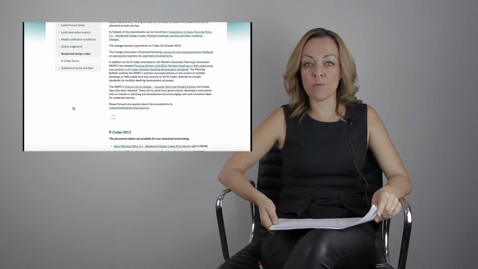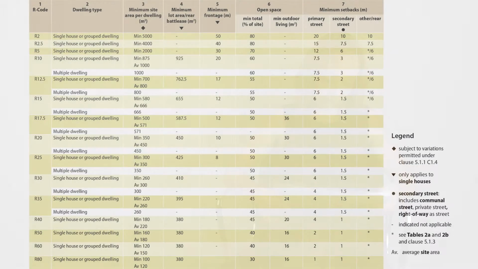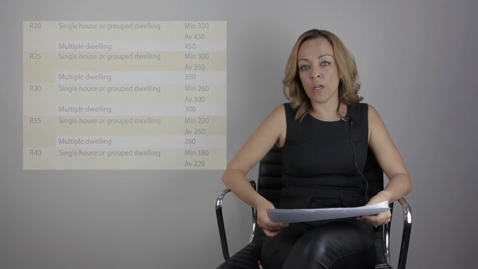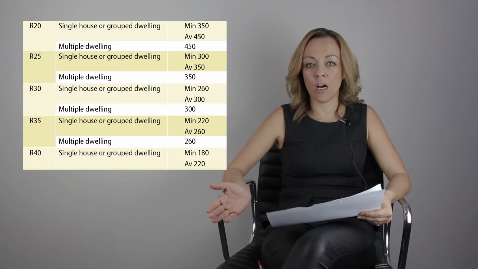I basically walk around with a little R code sheet that will tell me what the averages as well as the minimum requirements are in order for you to subdivide. Looking at the R code table, it goes through all the different R codes, which starts at R2 right through to R80. R80 is typically an apartment site, with the highest density, and working all the way back down to R2, which has the lowest density. Predominantly though in Western Australia and in Perth, most properties are R20 to R40.